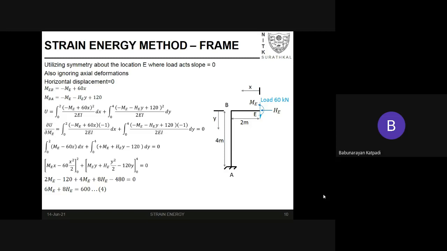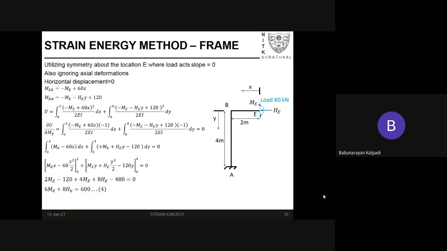So for the element EB, we take the origin at E with coordinate X, and we write the equation for moment, and we will follow the convention clockwise positive, anticlockwise negative. So ME is anticlockwise, so minus ME plus 60 into X, since 60 is acting downwards, will be a clockwise moment. Similarly, we write the equation for moment along BA at any location Y.